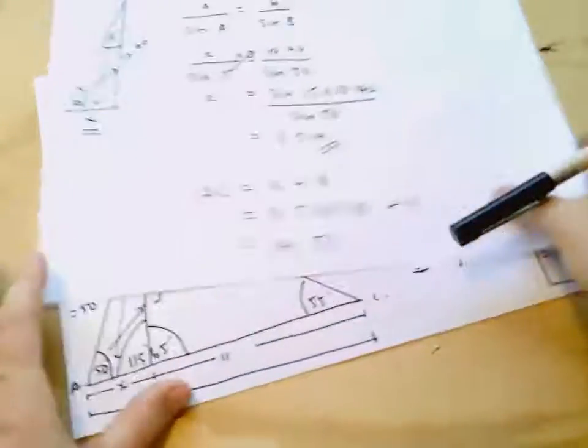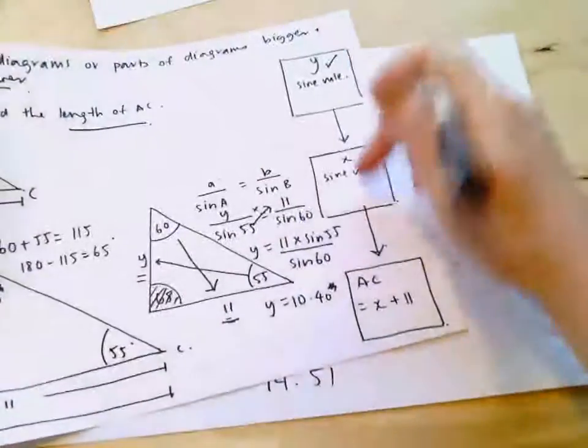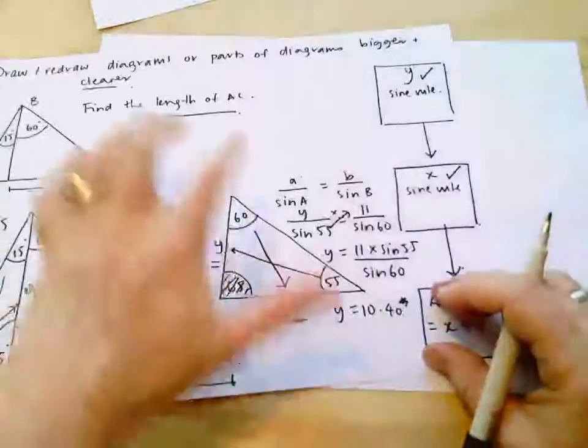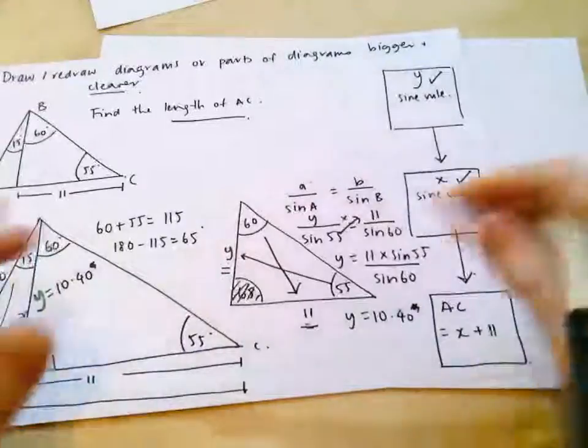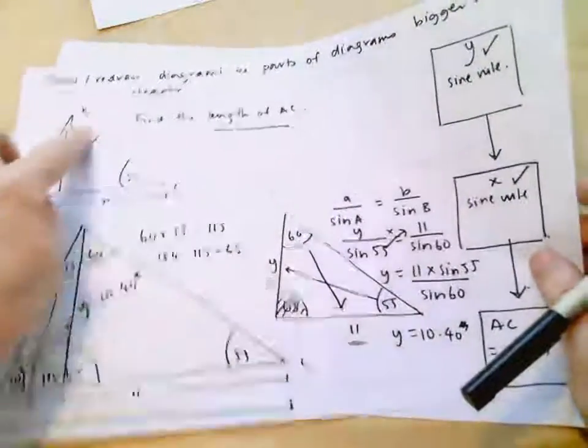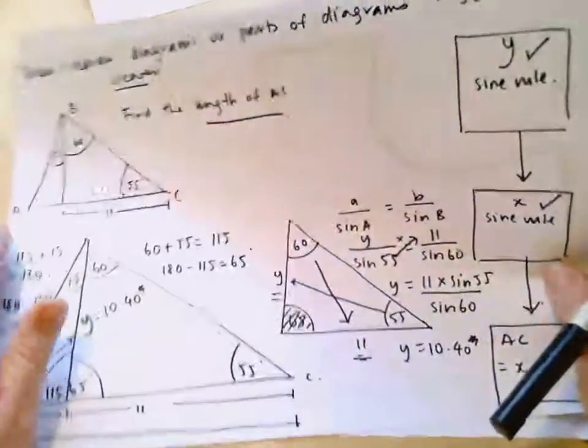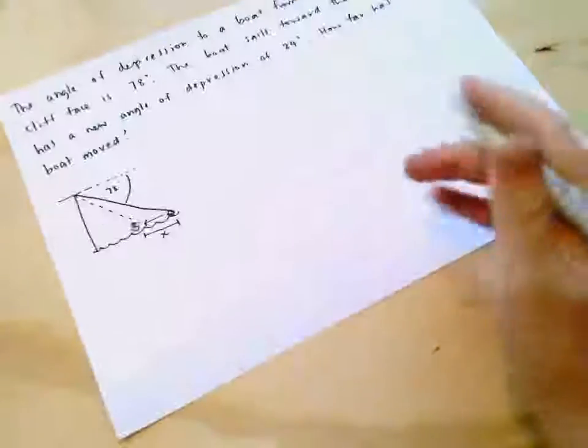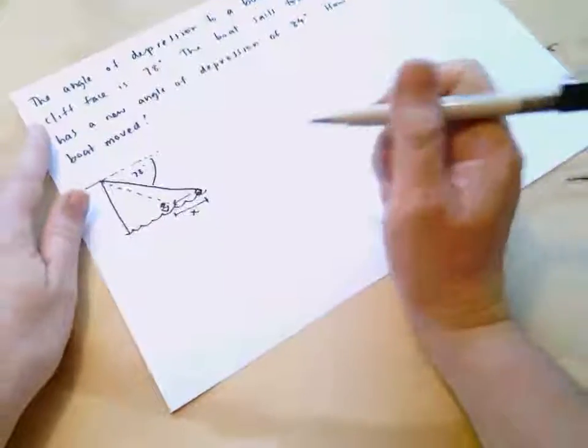So you can see it's a tricky question. It's multiple steps. You can see the importance of doing the diagrams, and you can also see the importance of that first tip to put in as much information straight away as you can. All right, last question before you finish up for the night.